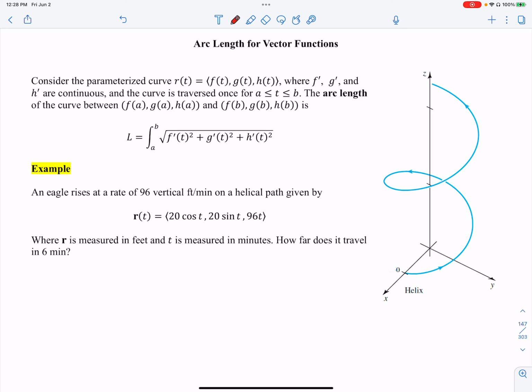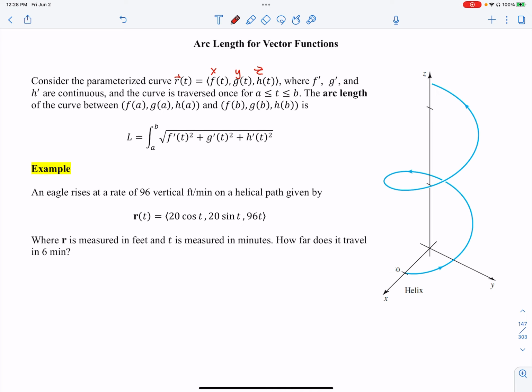In this video, we're going to begin our discussion of arc length for vector-valued functions. Consider a vector-valued function given by the parts f, g, and h. We could call them x, y, and z if we wanted to, but they used f, g, and h in your book, where f prime, g prime, and h prime are continuous, so this means there are no gaps.